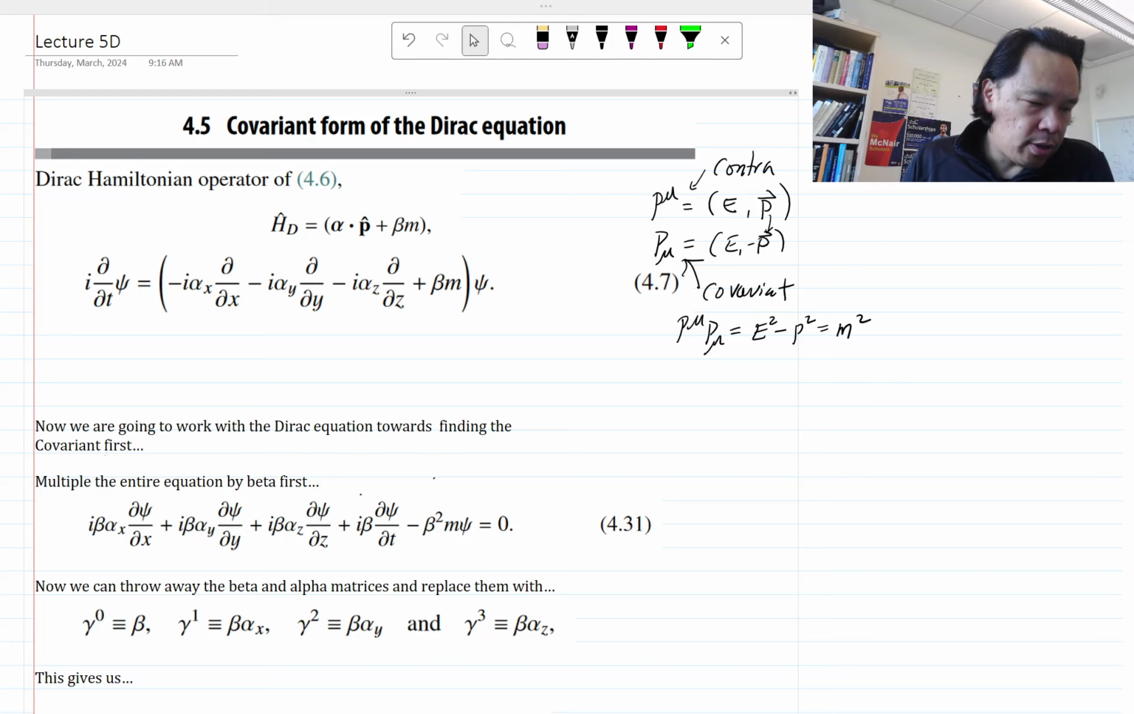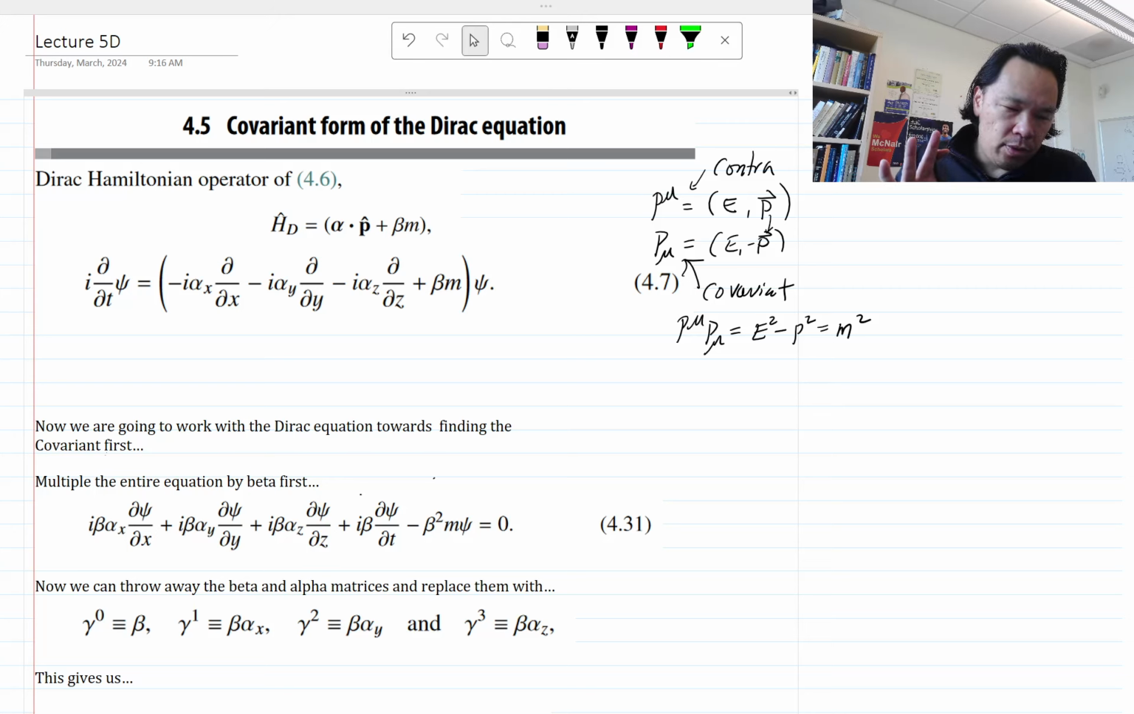Hi everyone, this lecture is going to be on section 4.5 in Thomson. The section is called covariant form of the Dirac equation. When I first saw this, I was like, why are we doing this? Oh, and then I saw these gamma matrices. Now I know why we're doing this.